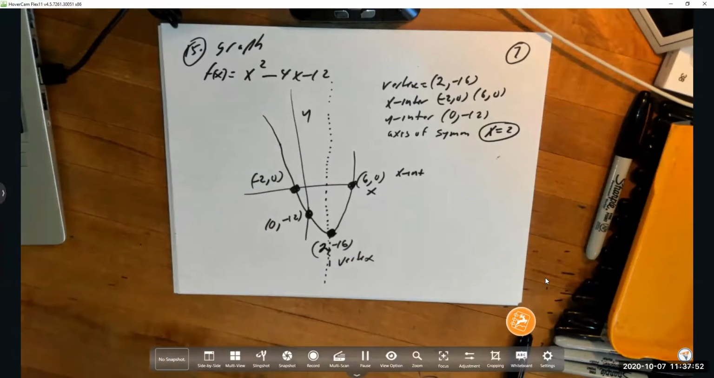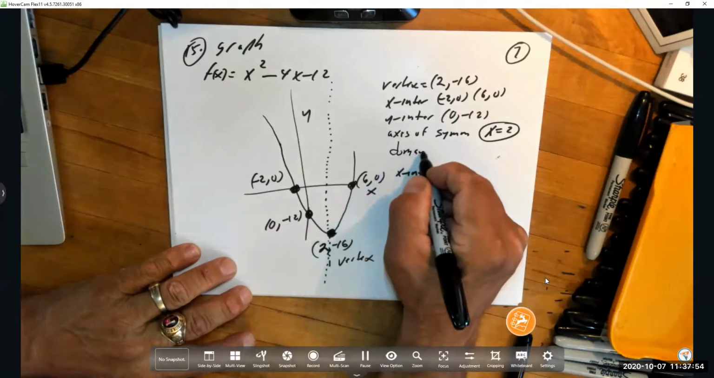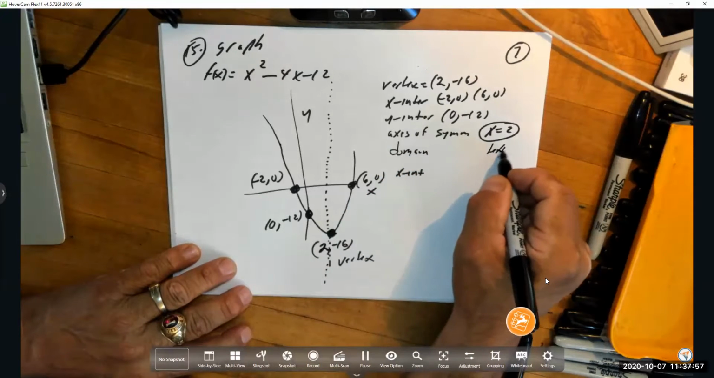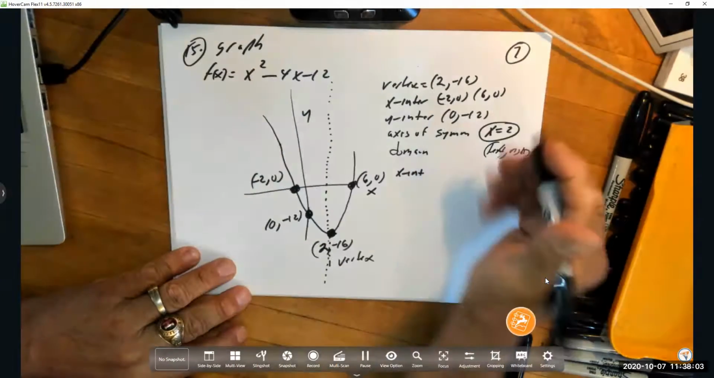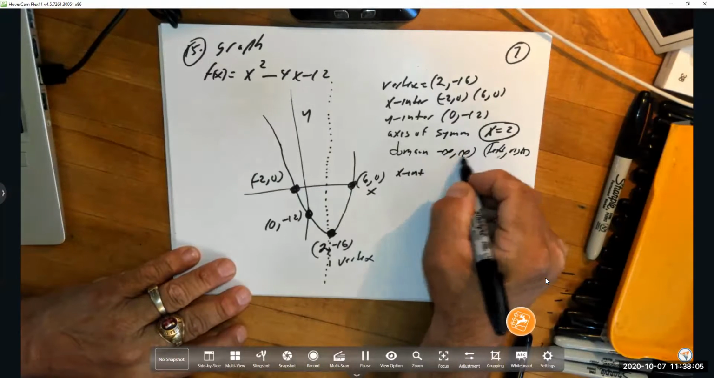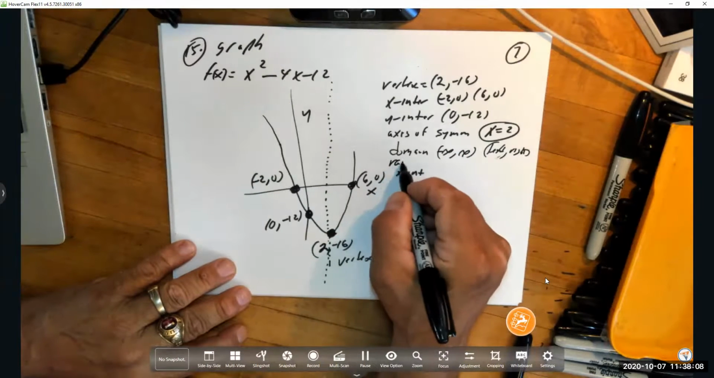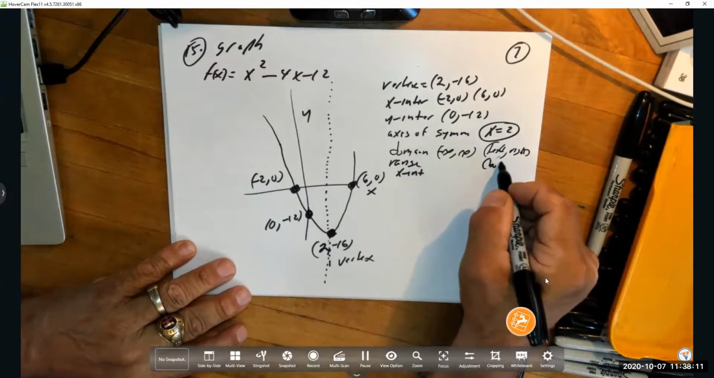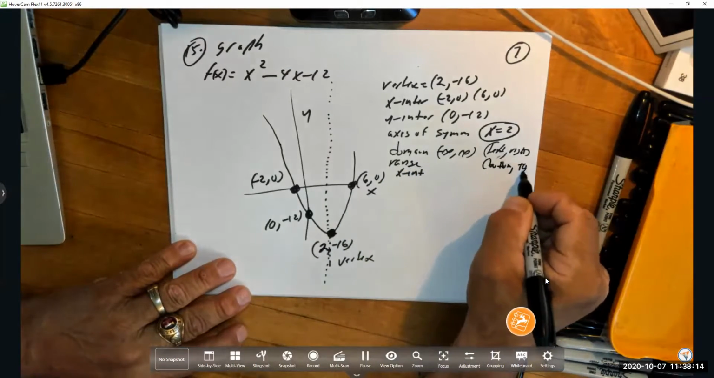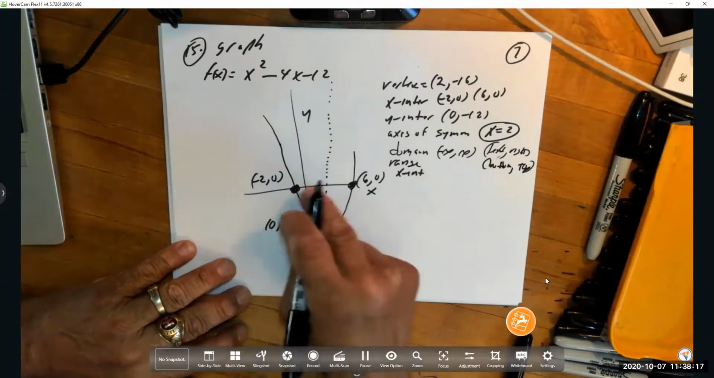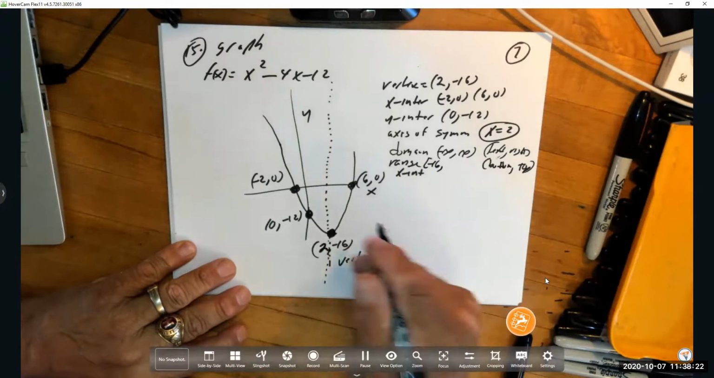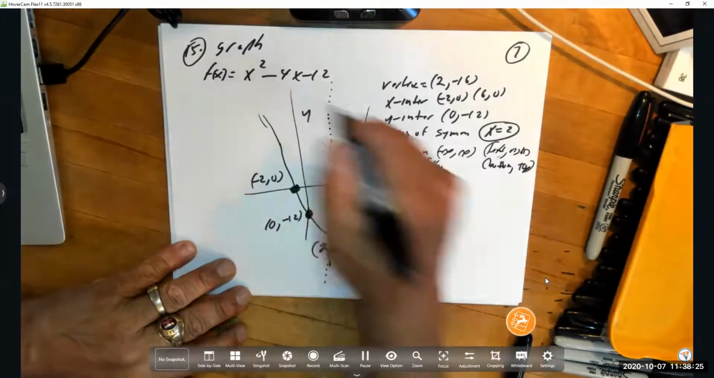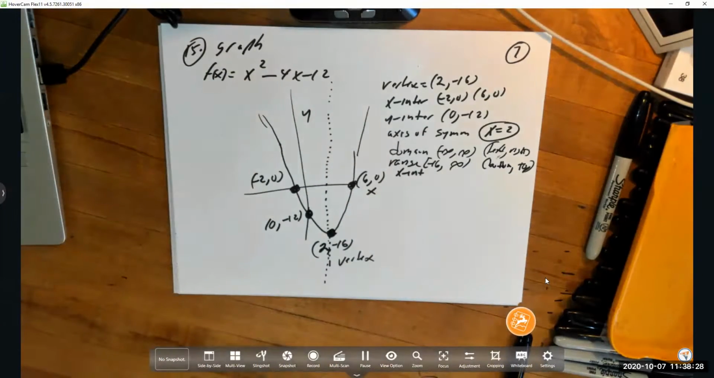Other things they ask: domain. Domain is to the left and the right. Let's see. It keeps going wider, keeps going wider. So you just write negative infinity to infinity. That's done. Range is the bottom of the graph and the top of the graph. Well, the bottom goes to what? All the way down to negative 16. So from negative 16, the bottom, and then it goes higher and higher. It keeps going up and up to infinity like that. That's the range. Left and right, bottom and top.